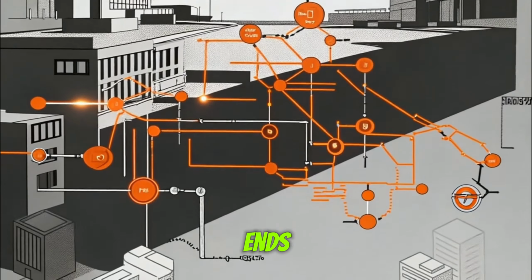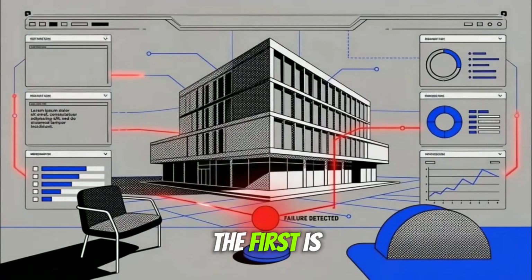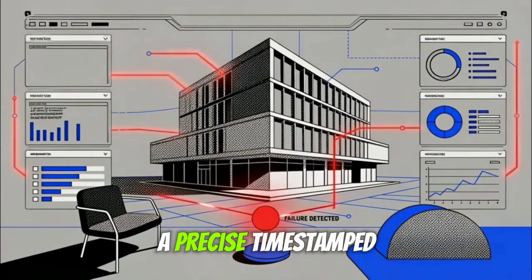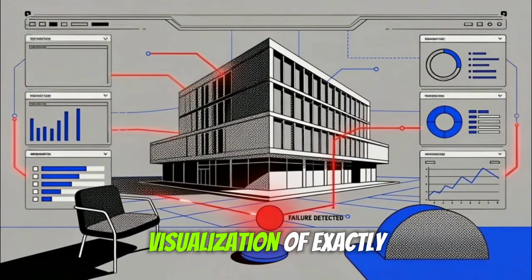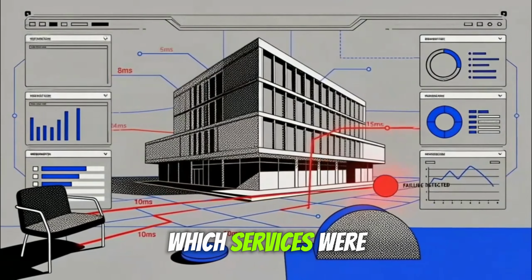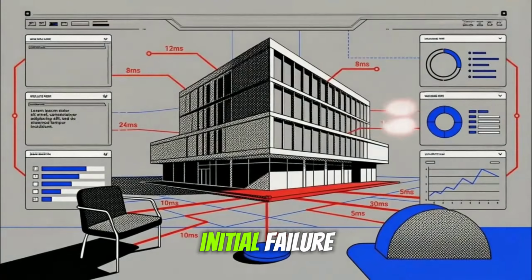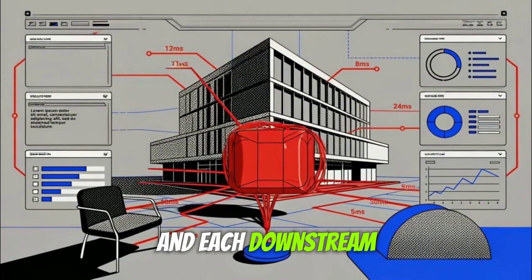When the experiment ends, the AI engine produces 3 outputs automatically. The first is the causal failure map, a precise, time-stamped visualization of exactly how the injected failure propagated through the system, which services were affected, in what sequence, what the latency was between the initial failure and each downstream effect.